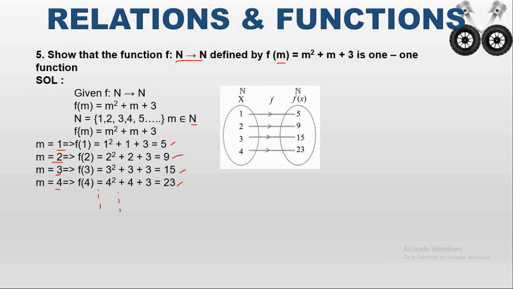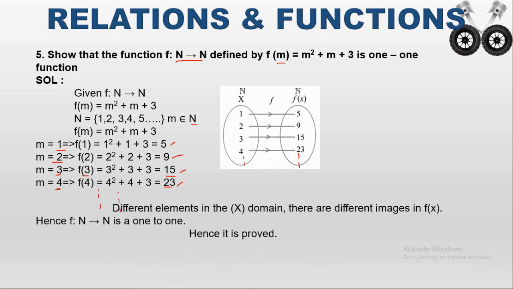Then if x is 2, then f of x is 9. So 2 is mapped to 9. If x is 3, then f of x is 15. So 3 is mapped to 15. And if x is 4, then f of x is 23. So 4 is mapped to 23. So here also it will be continued. Each and every element in x is a distinct element which is mapped to distinct images in f of x. So the given function is a 1-to-1 function. Hence it is proved.